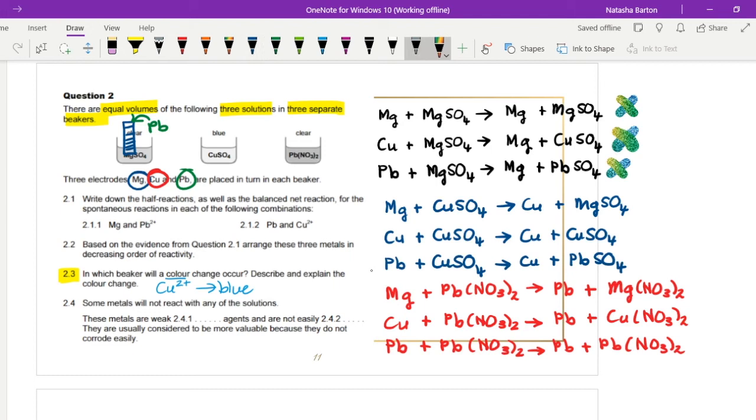Okay, now the next one says we are dealing with the copper sulfate solution. So first off, let's start by saying nothing is going to happen here. It's going to stay clear no matter which electrode you place into the solution, because no reaction is going to take place spontaneously. Now for the next one, we can go and put the magnesium electrode inside, Mg, that one.